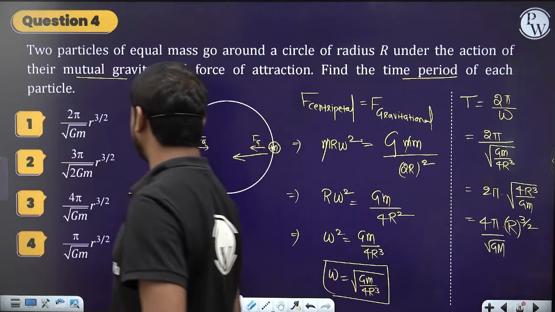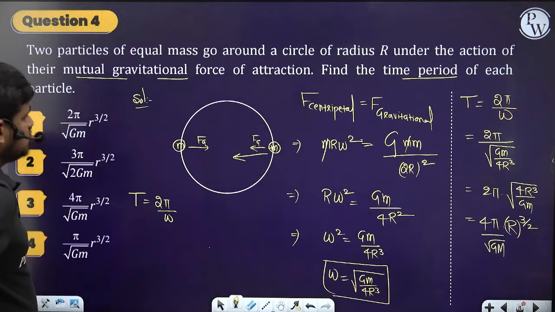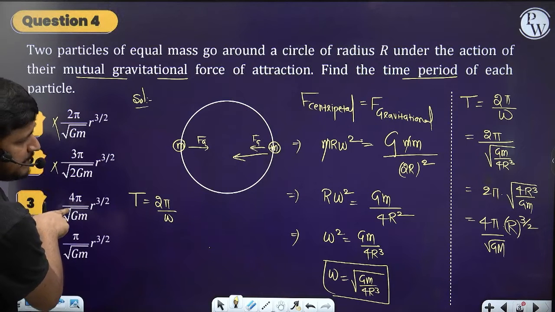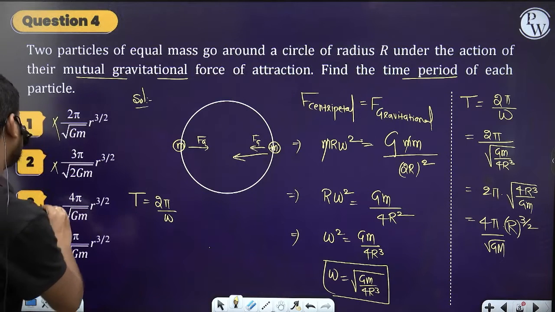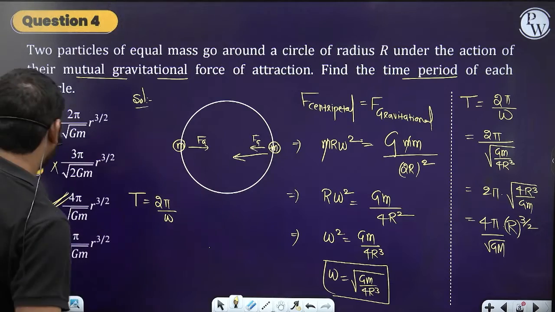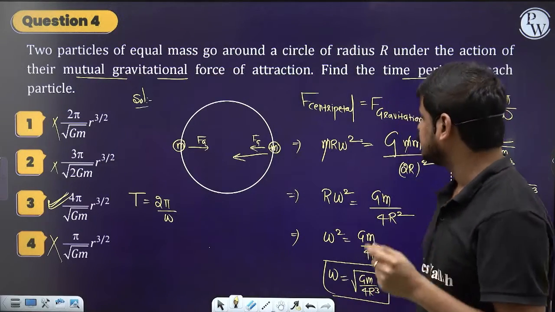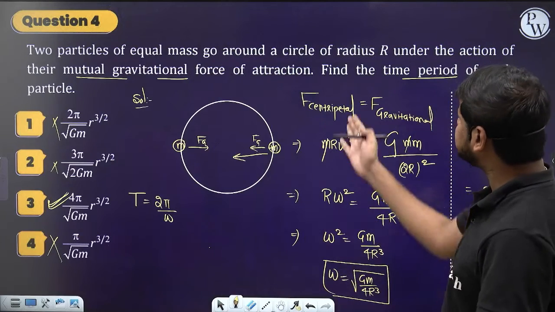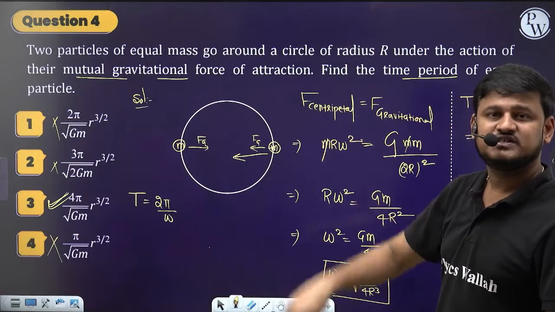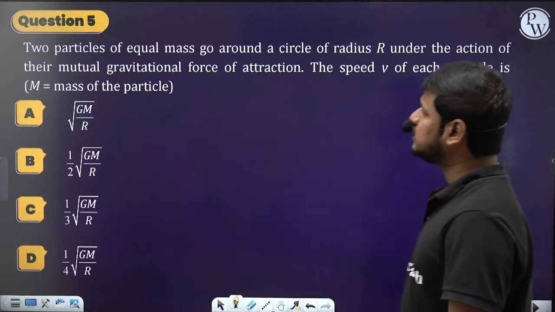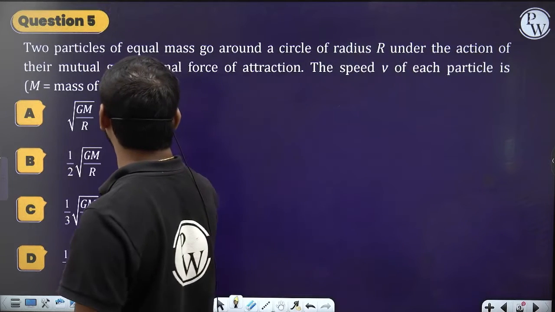So is there any option like this? 4 pi, so not this one, not this one. So 4 pi by root G m into R to the power 3 by 2. So yes, option 3 is the correct one. Clear? Understood, guys? Simple concept. This we already discussed in which chapter? Circular motion chapter, right? Chalo. So the next one more question. Question number 5.